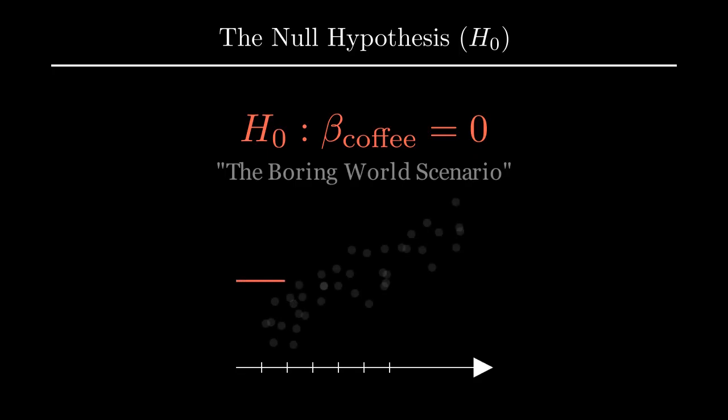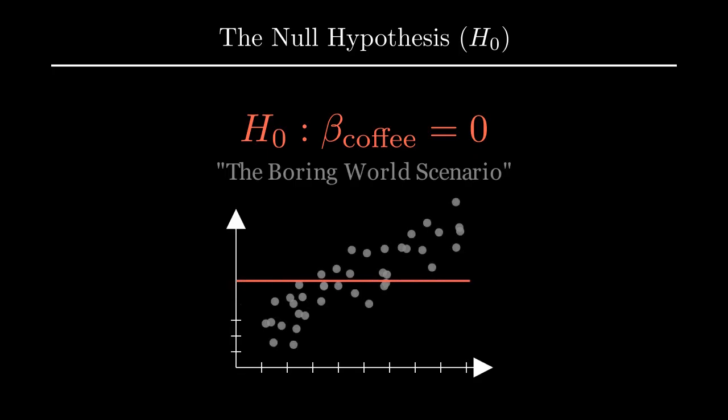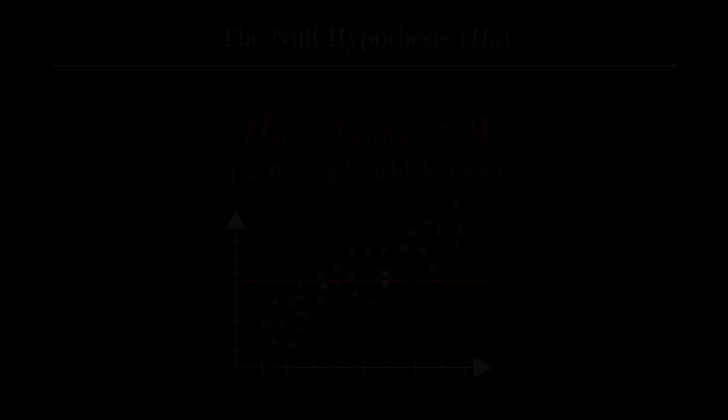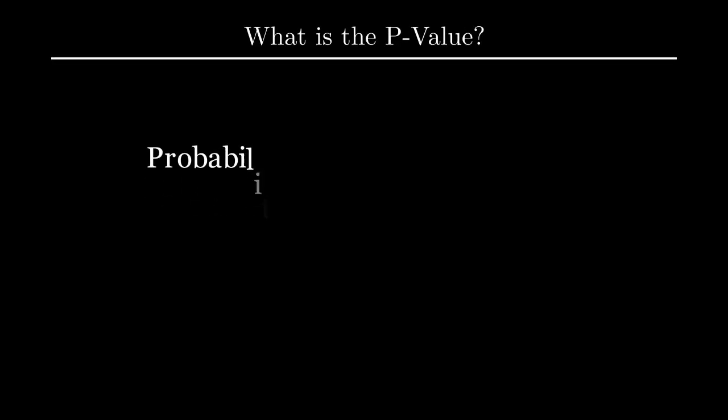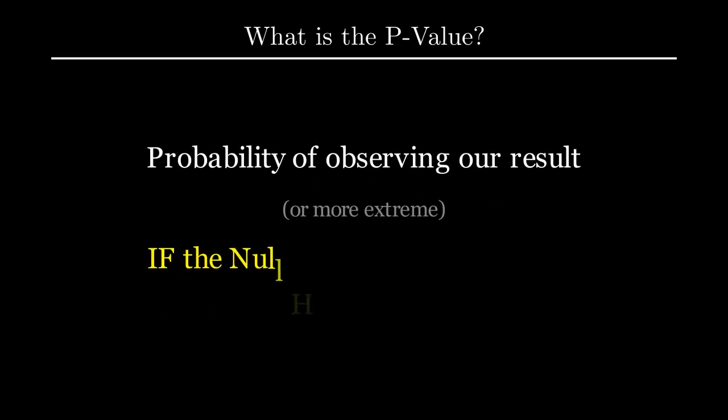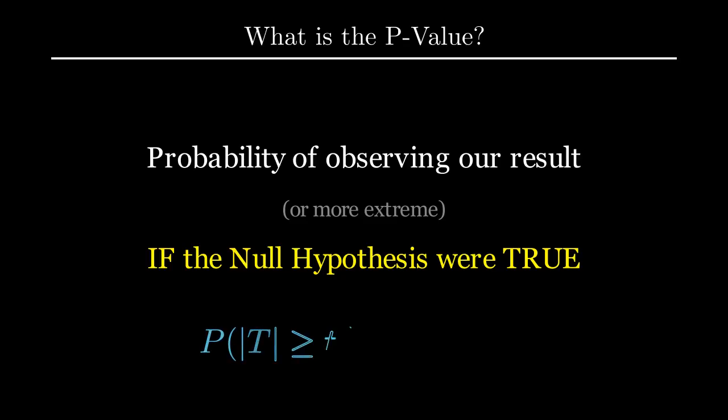The p-value is the probability that we would observe a result as extreme as ours, or more extreme, if the null hypothesis were actually true. In other words, if coffee really does nothing, how likely is it that we would see this specific boost in productivity just by luck?